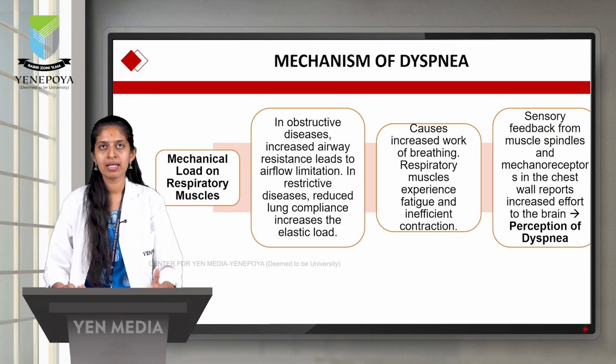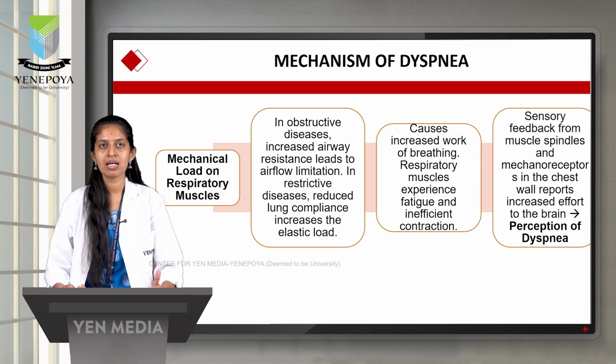There is a second mechanism of dyspnea, that is mechanical load on respiratory muscles. When we talk about mechanical load on respiratory muscles, there are two disorders which play a major role: obstructive disease and restrictive disease. In obstructive disease, you will see an increase in airway resistance, and we know that when there is increased airway resistance, you will see airflow limitation. Not only that, in restrictive disorders, you will see reduced lung compliance.